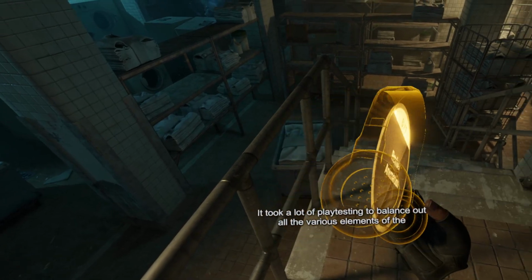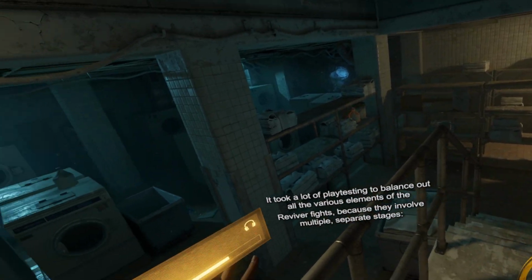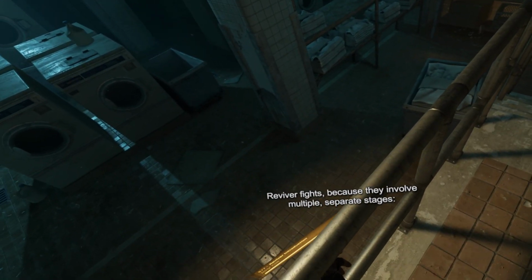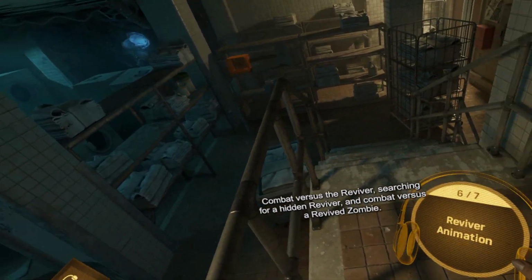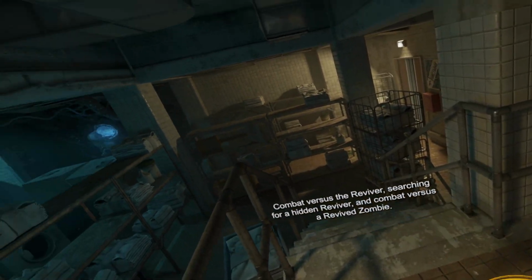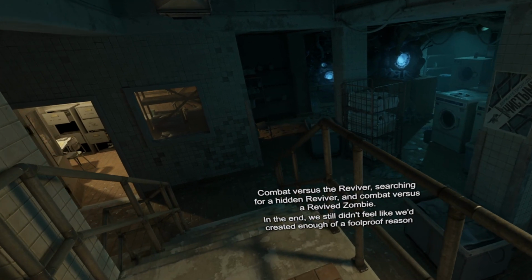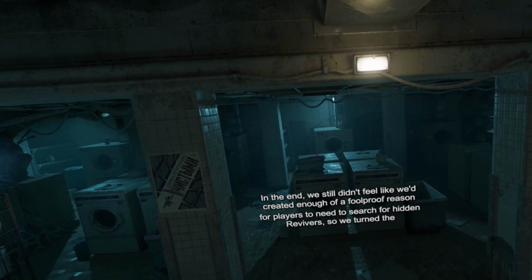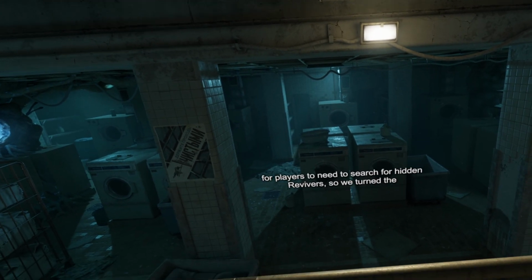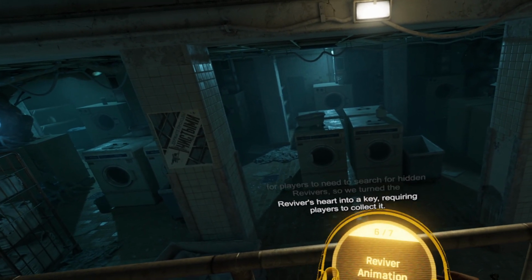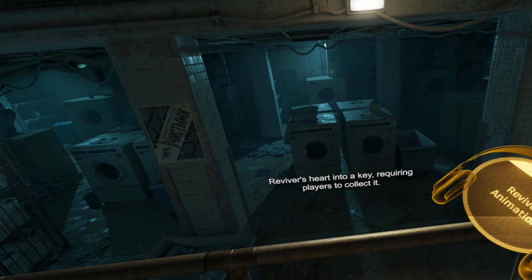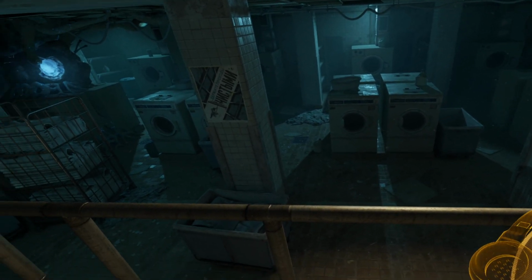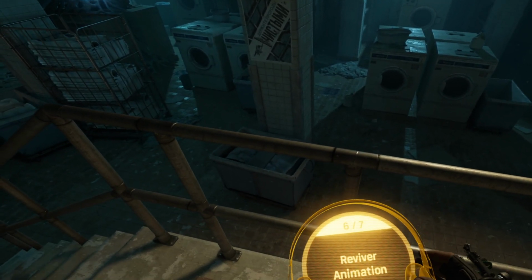It took a lot of playtesting to balance out all the various elements of the Reviver fights, because they involved multiple separate stages: combat versus the Reviver, searching for a hidden Reviver, and combat versus a revived zombie. In the end, we still didn't feel like we'd created enough of a foolproof reason for players to need to search for hidden revivers, so we turned the Reviver's heart into a key, requiring players to collect it.